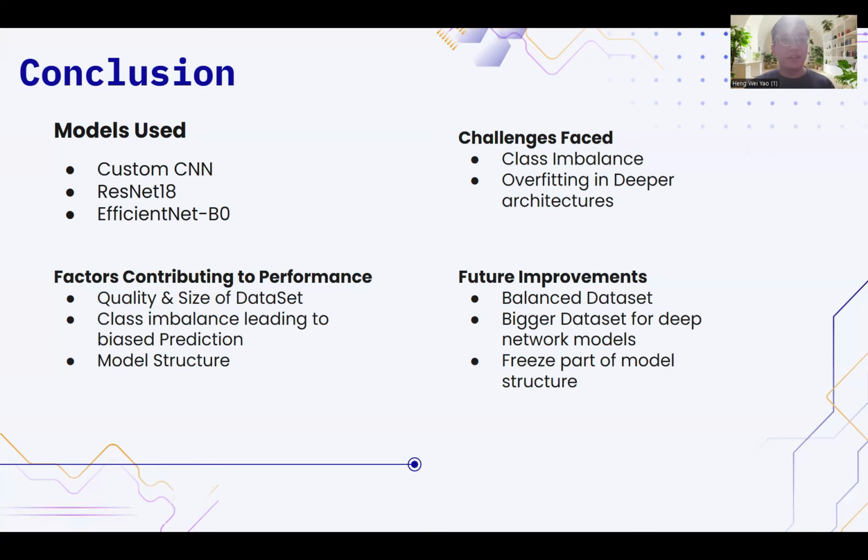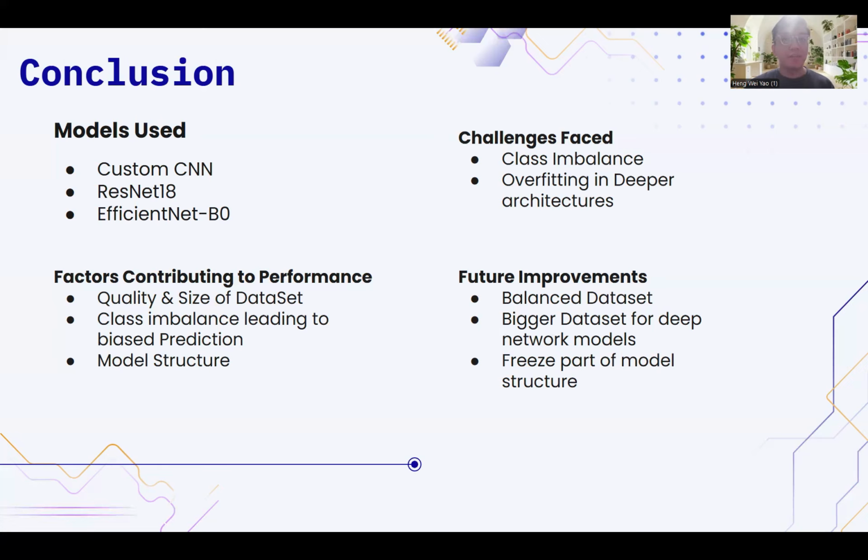I will now talk about the factors that contribute to the performance of the different models. So the first factor is the quality and size of the dataset. Low resolution images and limited data can make it difficult for models to learn features, especially the deeper models. The second factor is class imbalance. So class imbalance can lead to biased predictions where the model performs well on majority classes but poorly on minority ones.